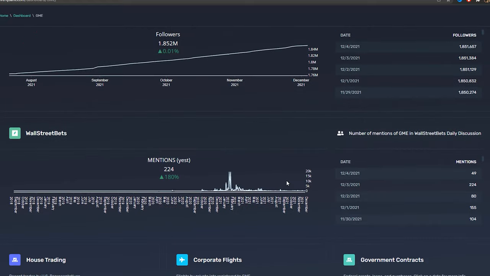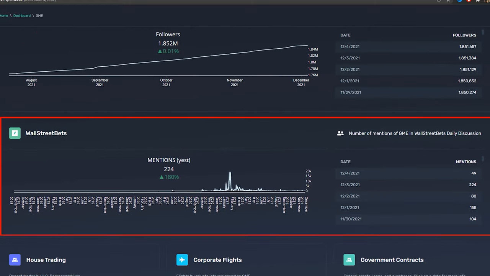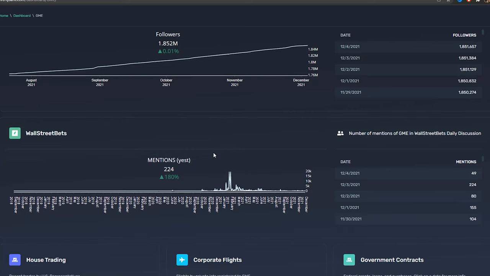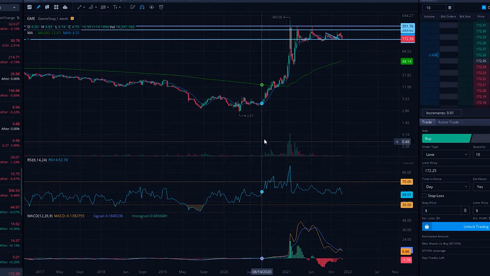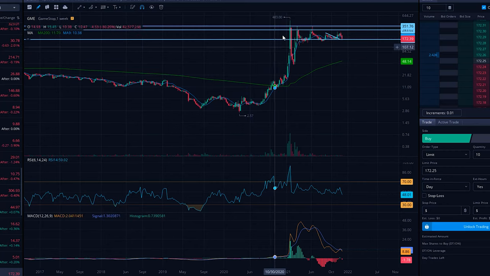Then if we scroll down, we can also see Wall Street Bets and the number of mentions of GME in Wall Street Bets daily discussion, which is honestly very interesting. I know a lot of hedge funds were using this metric back in early January and February of 2021. But it's interesting because you can see that people were talking about GME on Wall Street Bets all the way back in November. So you could have seen that there was a spike going on, looked into the momentum, and possibly gotten in early, because we all know what ended up happening basically in January or February of 2021.